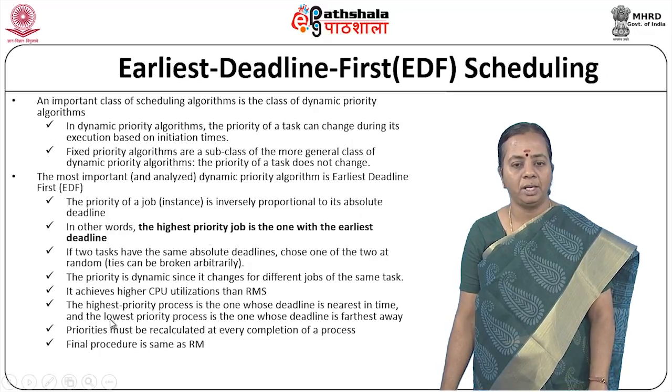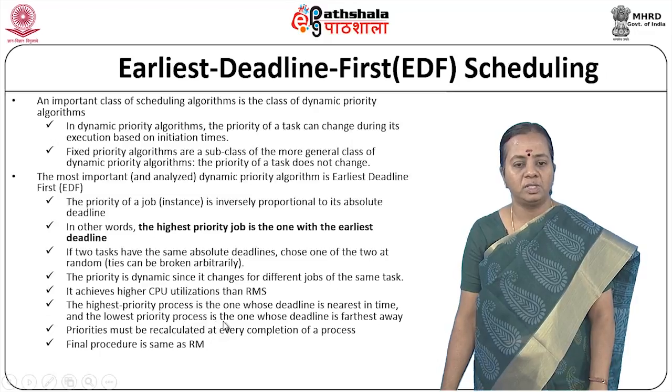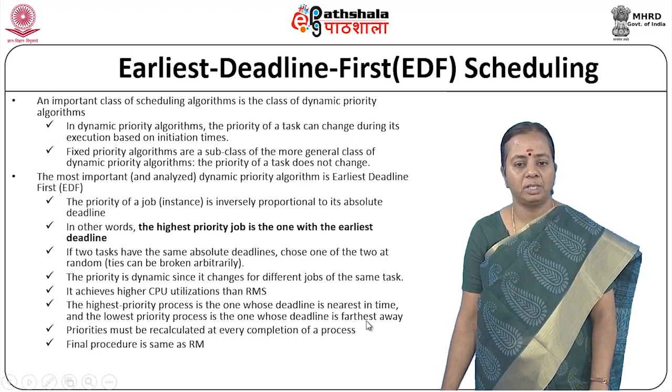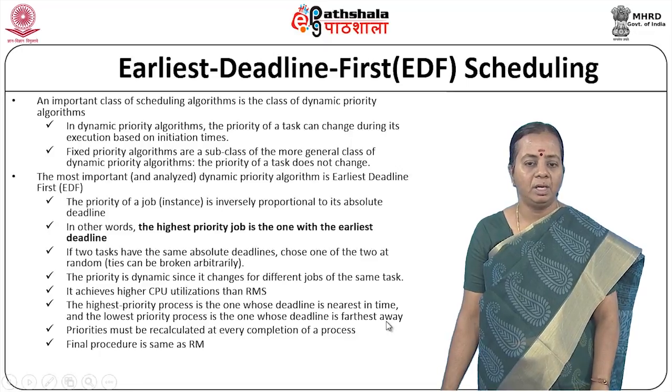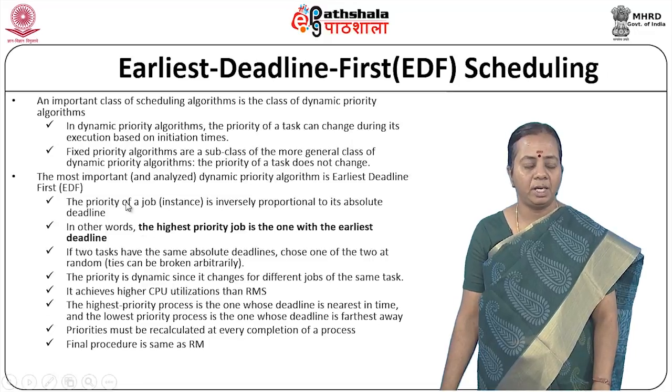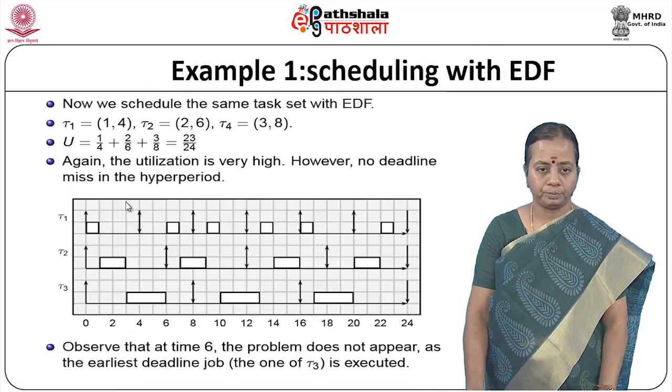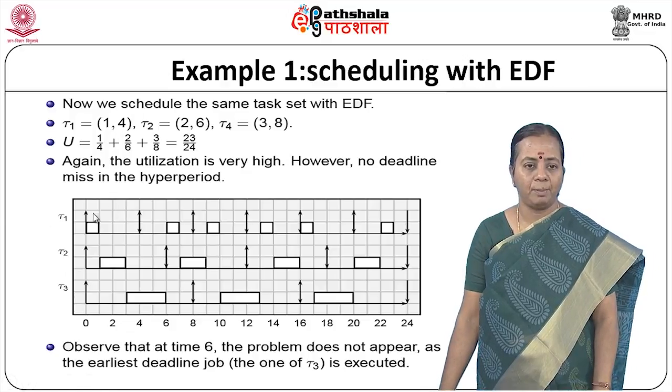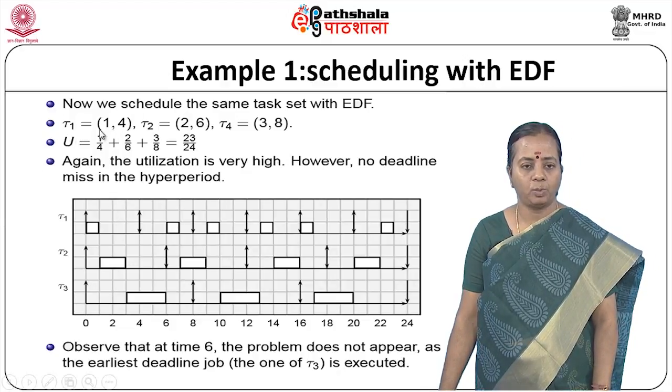The lowest priority process is the one whose deadline is furthest away, which means it has a longer way to go for its deadline, so that process is given the lowest priority. The priorities must be recalculated at every completion of a process. The scheduling procedure is the same as RM, only the priority is changed based on this particular algorithm. Just look at this example where we have T1, process 1, with execution time 1 and deadline 4.